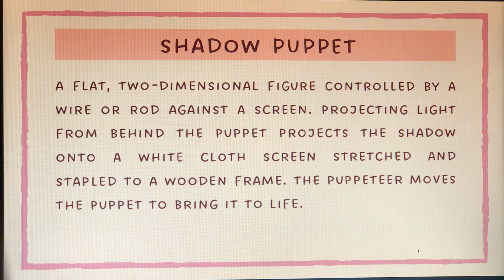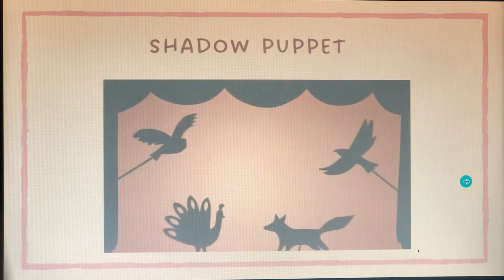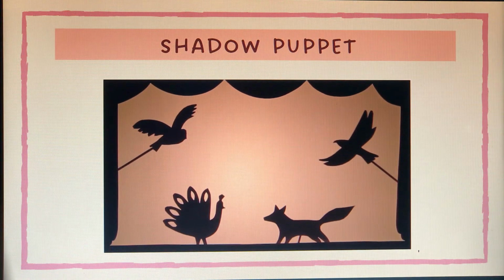Shadow puppet, a flat, two-dimensional figure controlled by a wire or rod against a screen, with lights projected from behind the puppet, projecting the shadow onto a white cloth screen stretched and stapled to a wooden frame. The puppeteer moves the puppet to bring it to life. So, it is performed behind the light so that it shows things or objects that portray a meaning. So, this is an example of shadow puppets. So, ayan siya. Next slide po.